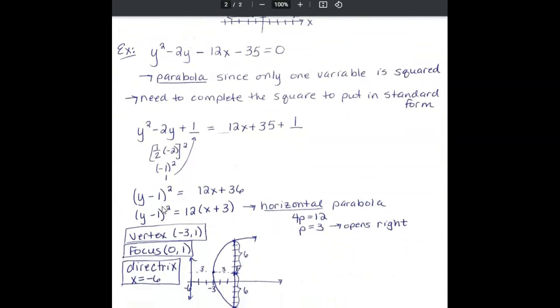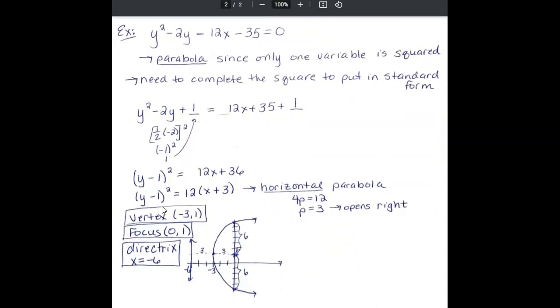All right, so once again, if we don't have it given in standard form, we have to know how to get it to standard form. So y squared minus 2y minus 12x minus 35 equals 0. We can tell this is a parabola without doing any work because only one variable has a second power. We have a y squared term, but we do not have an x that is squared. So that's how we know it's a parabola. One variable is squared.